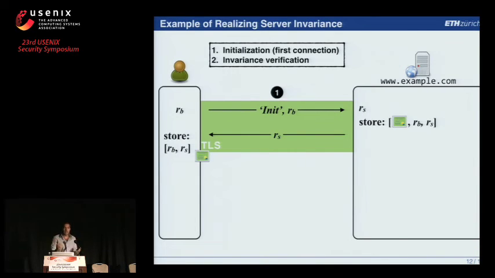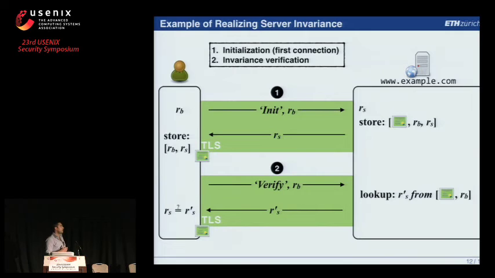So how can we actually achieve server invariance? Actually, there are many ways, but here I will just show you one. So assume that the browser tries to connect to the server for the first time. After the first TLS connection is established, the browser and the server create on the fly a new challenge-response pair based on two random values, RB, which is chosen by the browser, and RS, which is chosen by the server.